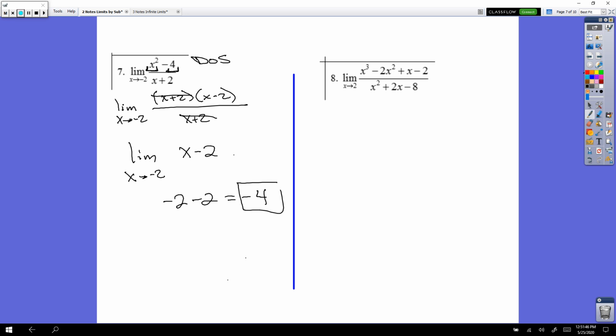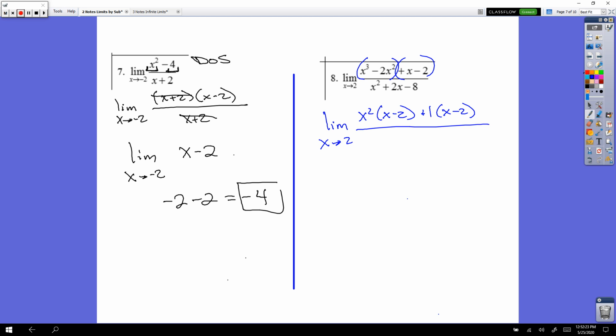Alright, number 8. Plugging in 2 into the denominator, I get 4 plus 4 is 8, minus 8 is 0. So we need to factor. Now on top I have 4 terms, so that means I'm going to factor by grouping. So we have the limit as x approaches 2. Looking at the first 2 terms, I can pull out an x squared. And that would leave me with x minus 2 inside. Looking at the last 2 terms, I can pull out a positive 1, leaving me with x minus 2. Remember, with factor by grouping, the inside parenthesis always has to be the same.